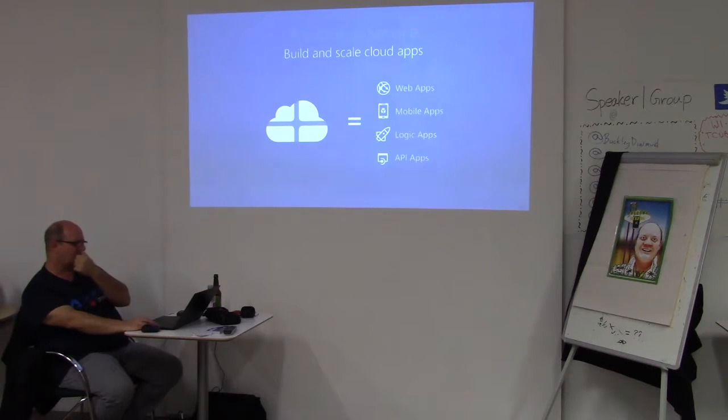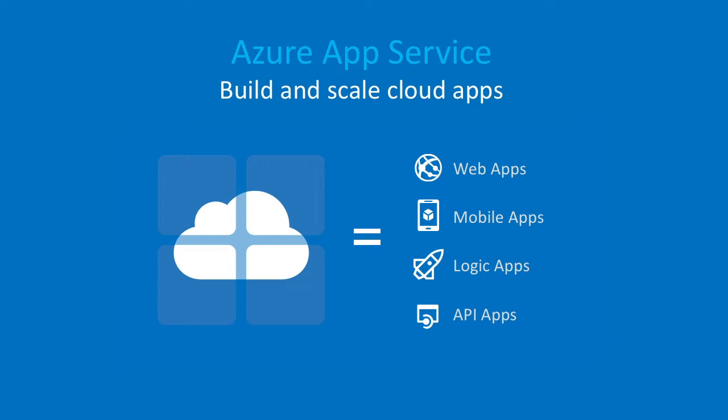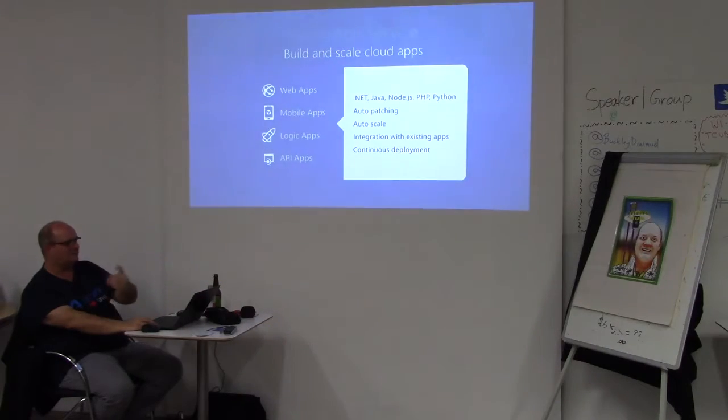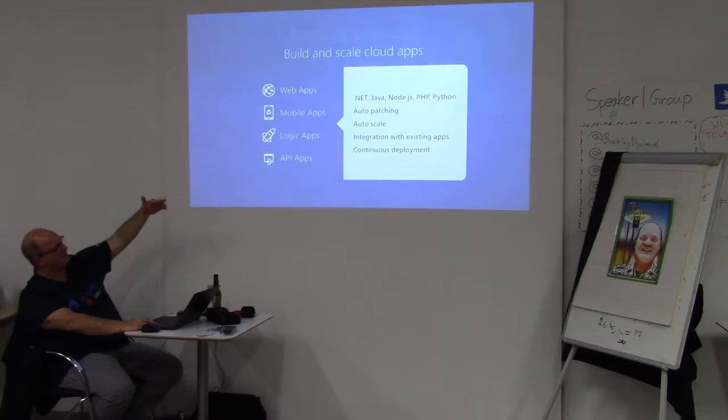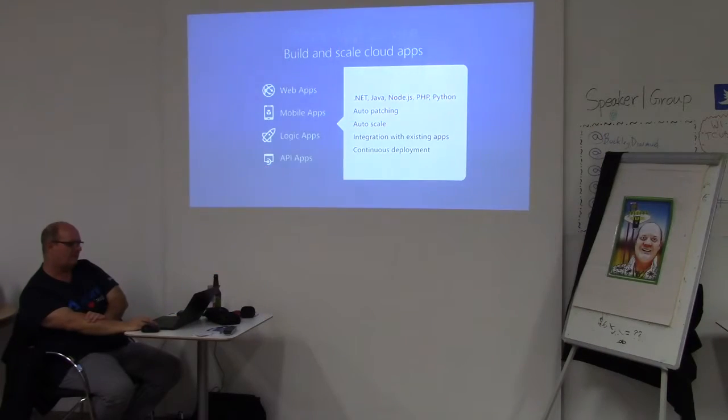So Azure App Service, I showed you a Windows app which ran that coffee shop. You can have web apps, mobile apps, logic apps, and API apps. They run on .NET, Java, Node, PHP, Python. Those are the things we have pre-configured. You can also go out to the Docker Hub and get these as well. They're auto-patching, auto-scale. So the idea here is you don't have to manage the operating system that these things run on top of. We will do that for you.